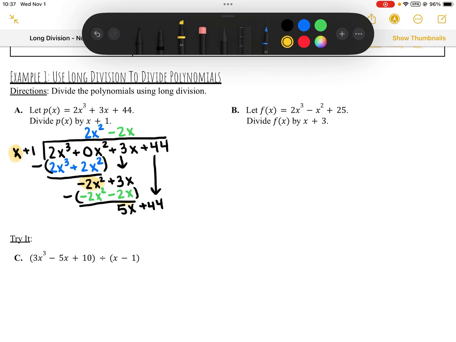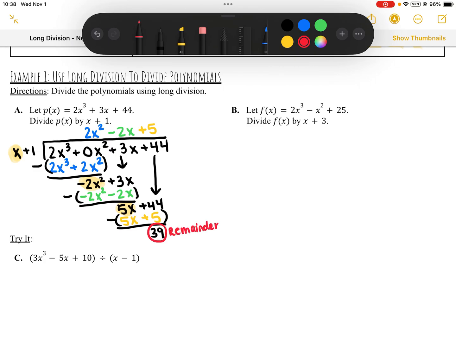And now I'm going to look at what do I need to multiply x by to get 5x. So I need to multiply by 5. So positive 5. So 5 times x gives me 5x. And then 5 times 1 will give me 5. And then here I need to subtract. 5x minus 5x gives me 0. 44 minus 5 will give me 39. So this 39 then is my remainder.